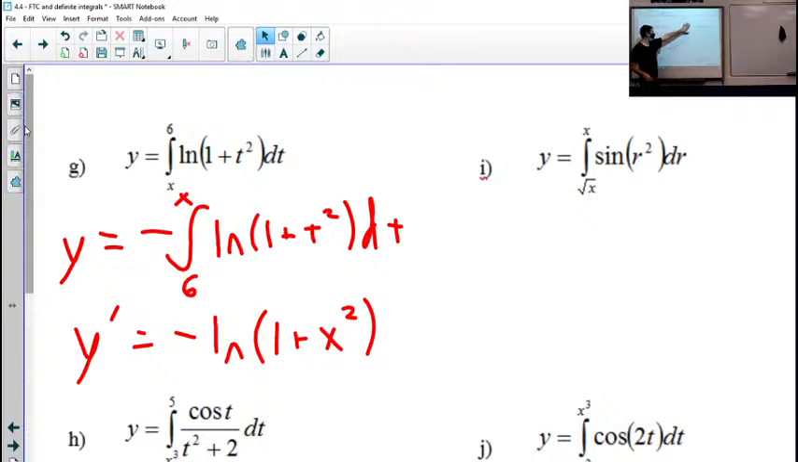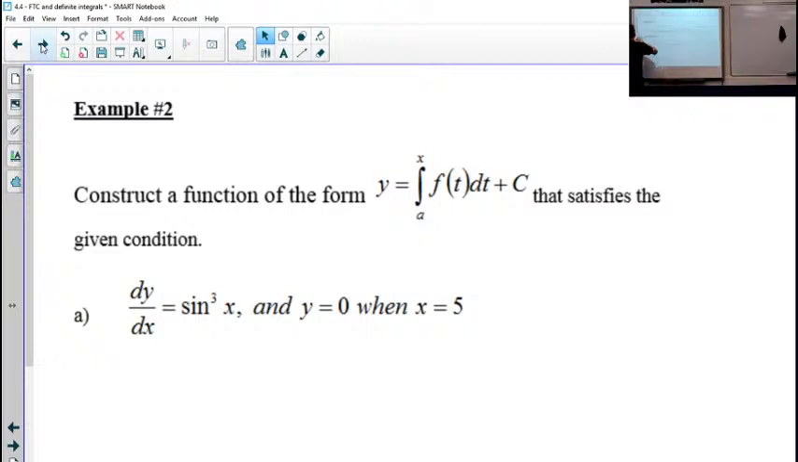I'll leave this one for people to consider how we're going to do this one. And I'll talk about it again. It's going to have to do with properties of integrals. That's my hint to you, but we'll talk about it next time. I want to get to these two questions.